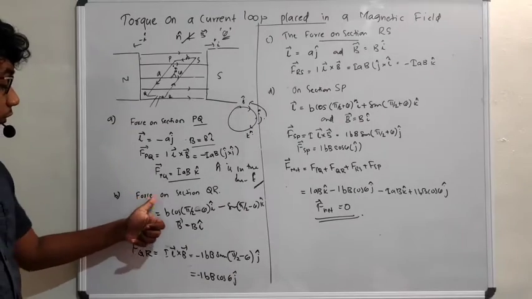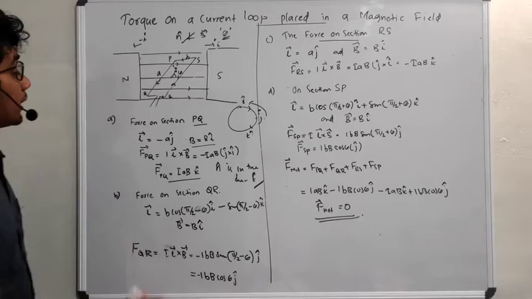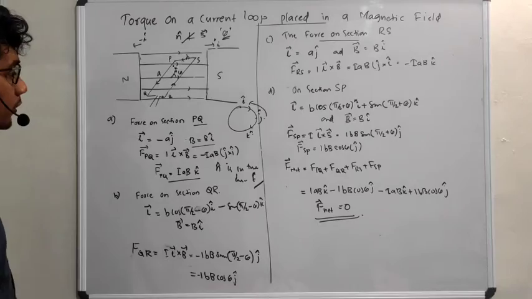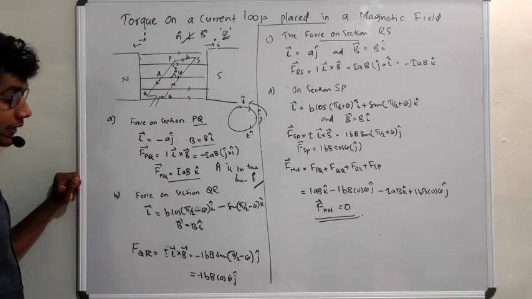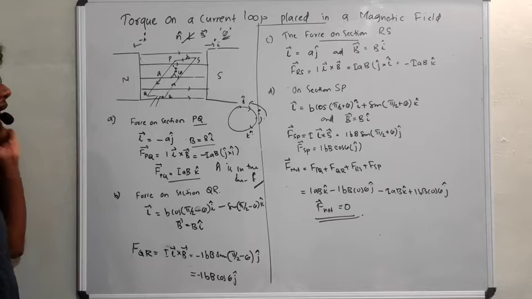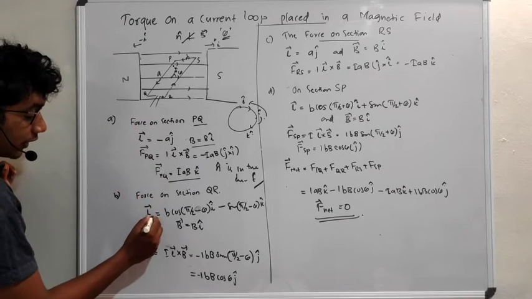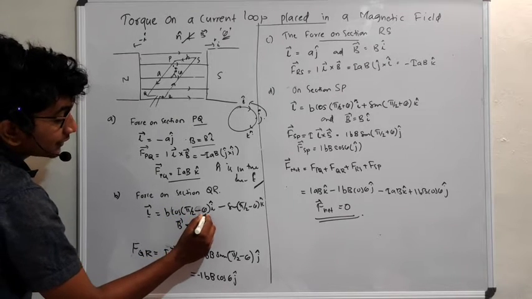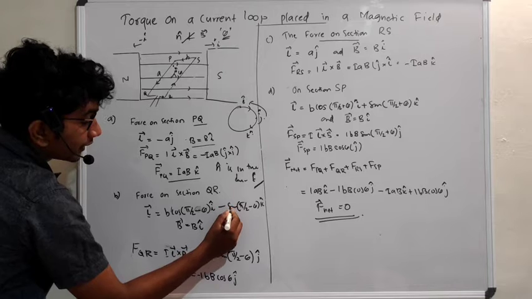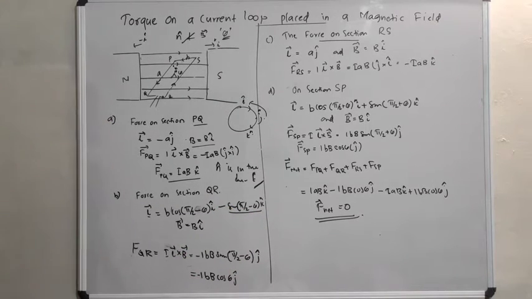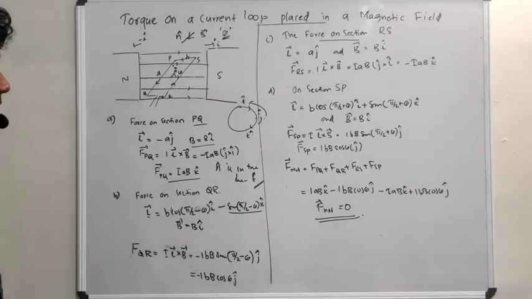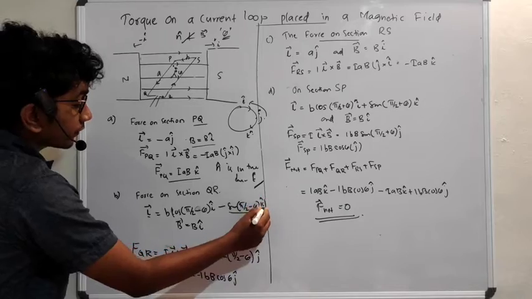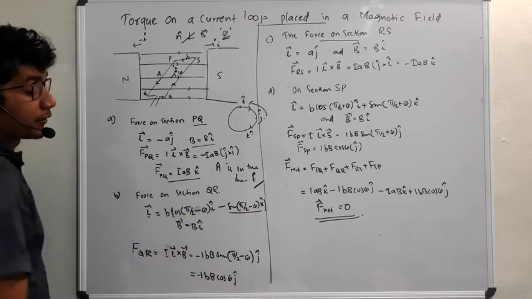Okay. Force on section QR. Here is QR. So L is equal to, this is also very important, you have to keep it in your mind. Here theta is there. L should be equal to b into cos of pi by 2 minus theta i, minus b sin of pi by 2 minus theta k. So this is the equation: b into cos(pi/2 - theta) i minus sin(pi/2 - theta) k.